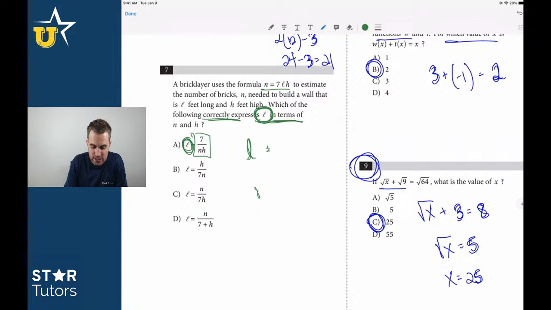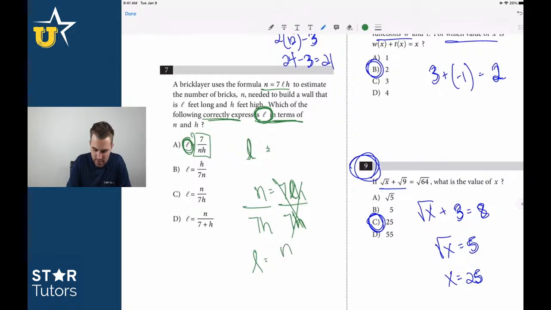And in this case, you just get N equals 7LH. You divide by 7H on both sides, because then that cancels, right? And you're left with just L on one side. Divide by 7H, and you get L is equal to N over 7H. Cool? L equals N over 7H. The answer is C.